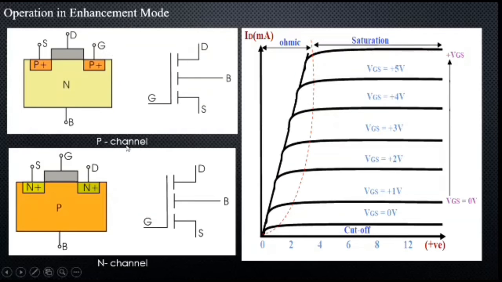This is a P channel in enhancement mode and N channel in enhancement mode, and these are the symbols of the P channel enhancement mode MOSFET and the N channel enhancement mode MOSFET. VI characteristics of the enhancement mode MOSFET are drawn between the drain current and the drain source voltage.